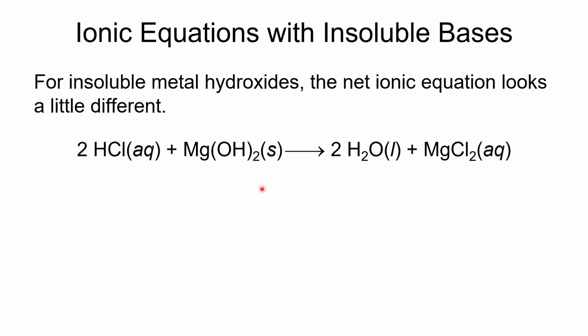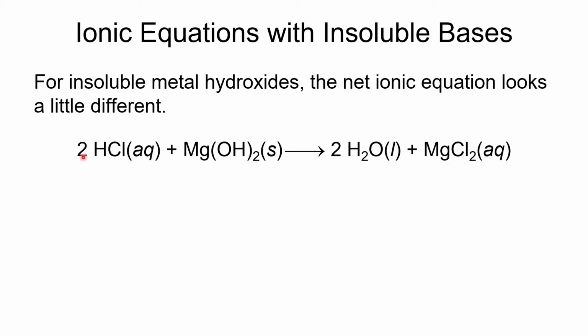Now, when you're writing these, if you just look at how many hydroxides there are, that's how many water molecules you're going to end up with. So we need to dissociate all the strong electrolytes here. Well, HCl is a strong electrolyte. Magnesium hydroxide isn't, because it's a solid. Water is not a strong electrolyte. It's a non-electrolyte. And magnesium chloride is a strong electrolyte. So we're going to dissociate the HCl and the magnesium chloride.